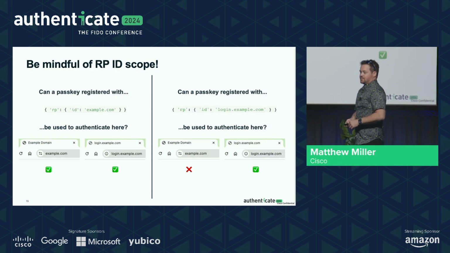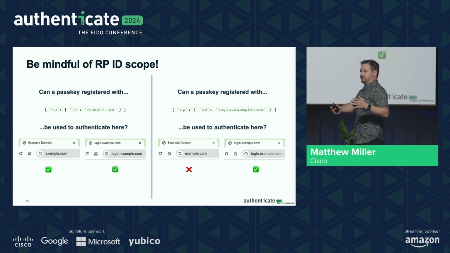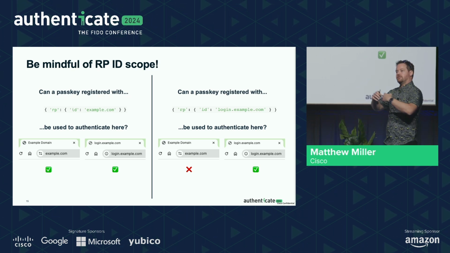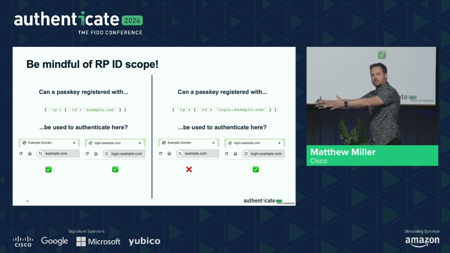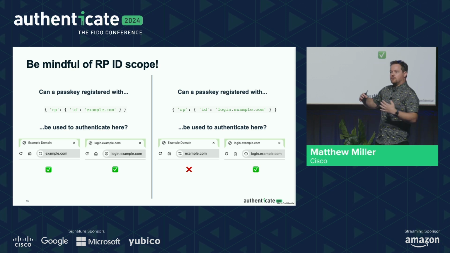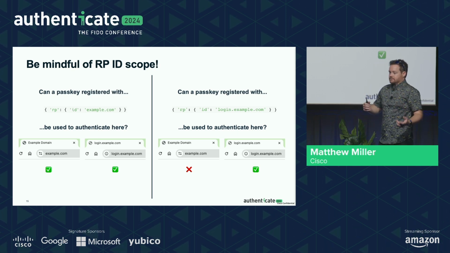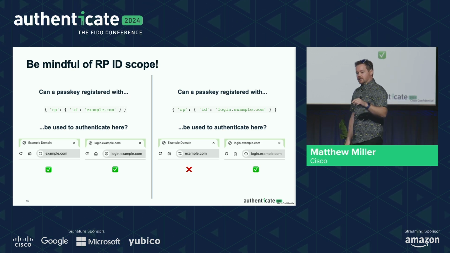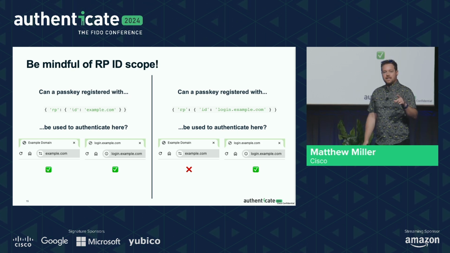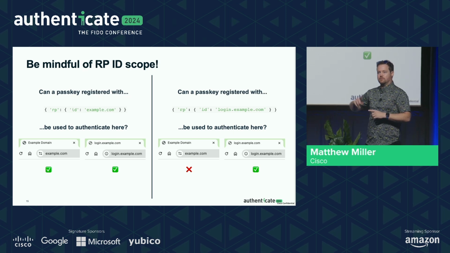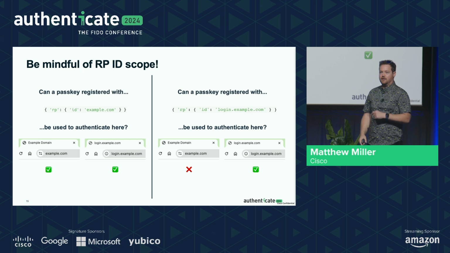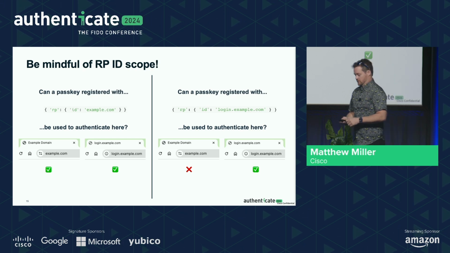So that's one way in which you have to be very mindful of that value you're specifying, especially at registration time, because you have to think ahead. Is my architecture going to change significantly? If you don't scope your passkeys correctly, you will have to deal with migrating users to a passkey on a different RPID, and that can be very painful and very confusing for your users.